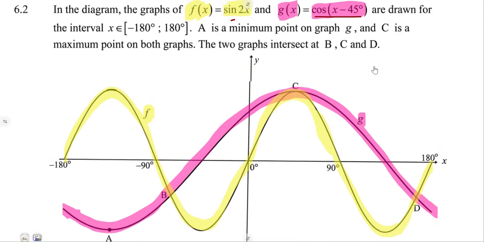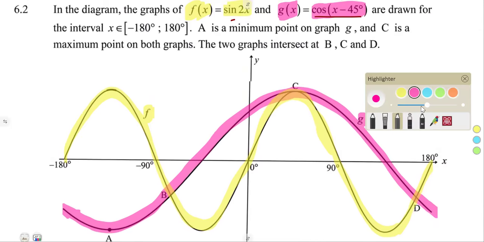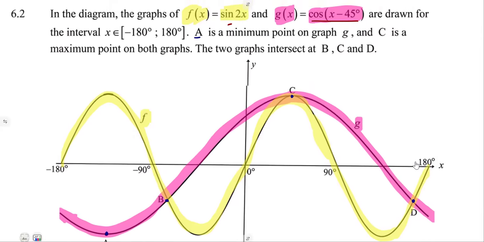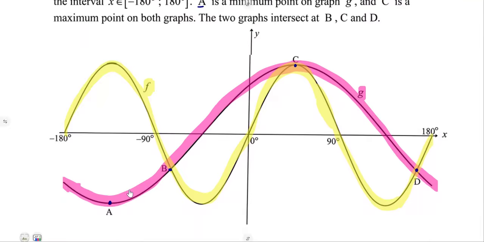Then the two graphs intersect at B, C, and D. That's point of intersection, point of intersection, point of intersection. All right. A minimum point on G at A. So it is the minimum point on G. Guys, this is G here. Okay, A, guys. Now it makes sense. A is the minimum turning point.